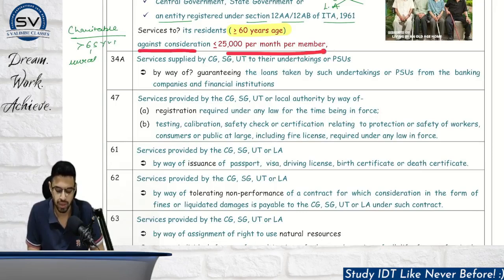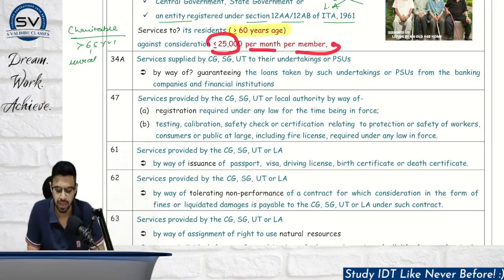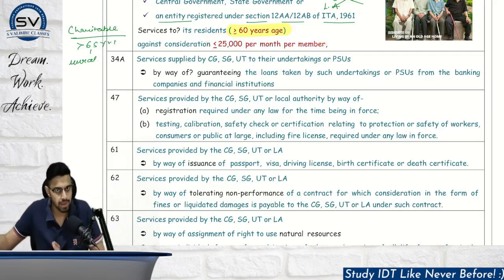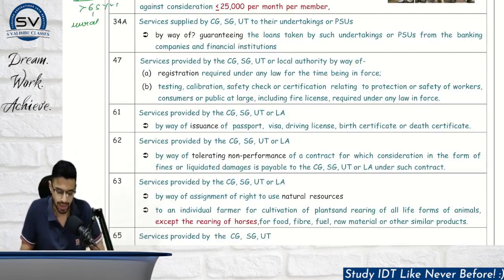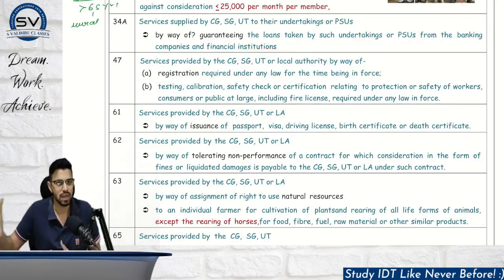Plus there is a limit of consideration. It should not be a very big, top shot, luxurious old age home. Consideration should be reasonable, that is up to 25,000 per month per member. So if a couple is going, then 50,000, because it is 25,000 per month per member. Next, 34A, services supplied by government, that is central, state, UT to their undertakings or PSU. What is the service? Guaranteeing the loans taken by the undertakings or PSU from the banks. So let's say a PSU is taking a loan from HDFC.